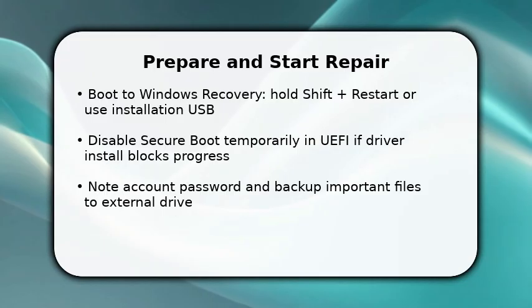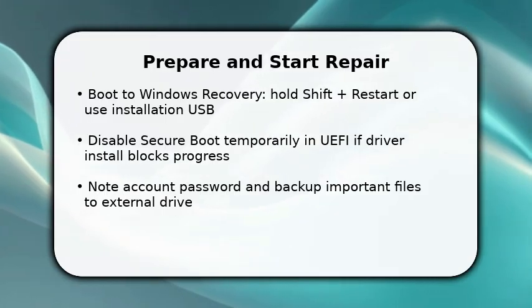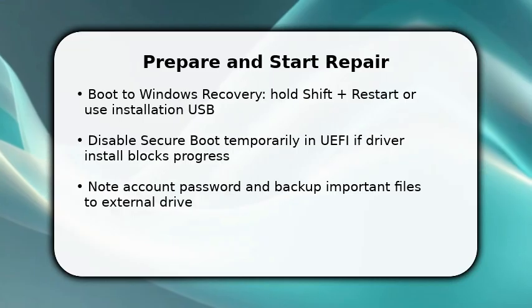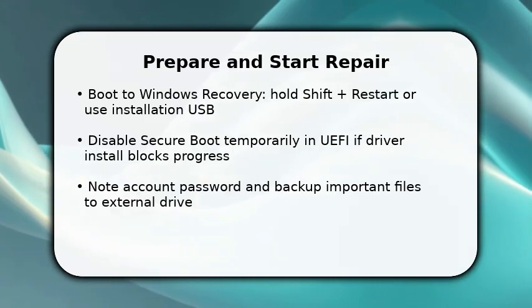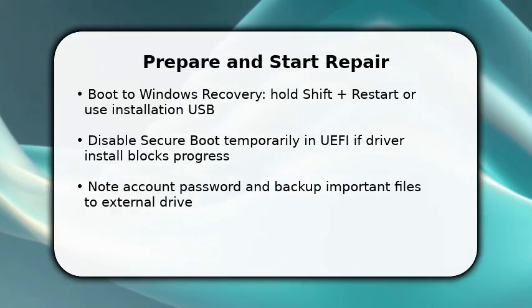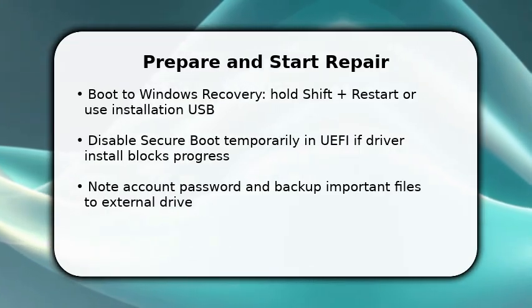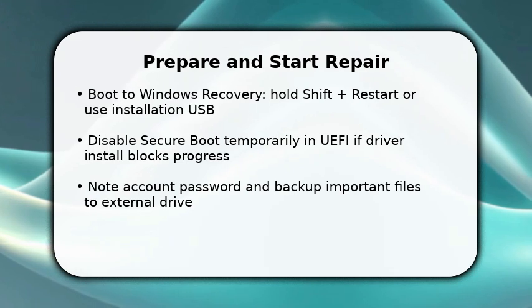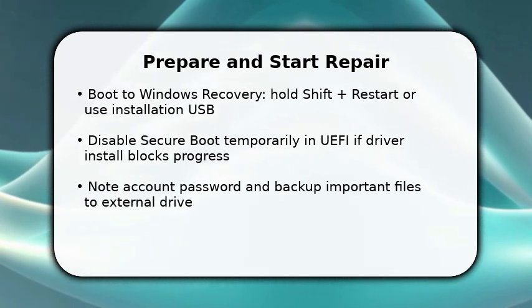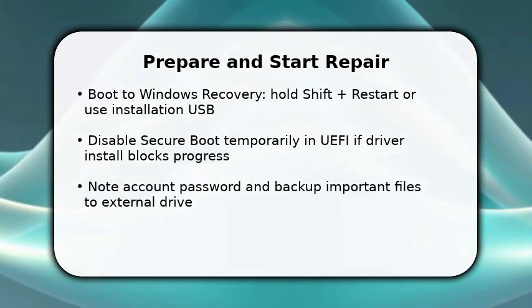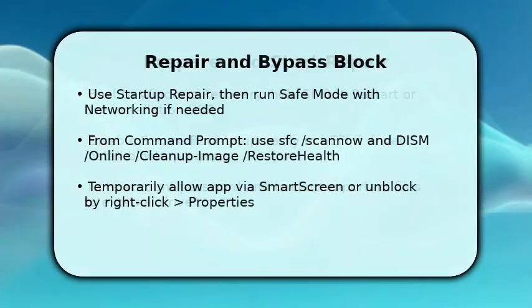You may need to disable Secure Boot in UEFI if a driver or unsigned installer is blocked, so enter Firmware Settings and toggle it off briefly. Make sure you know your account password and copy essential files to an external drive before making system changes. This prevents data loss. Now you execute the middle sequence of repairs and controlled bypasses.